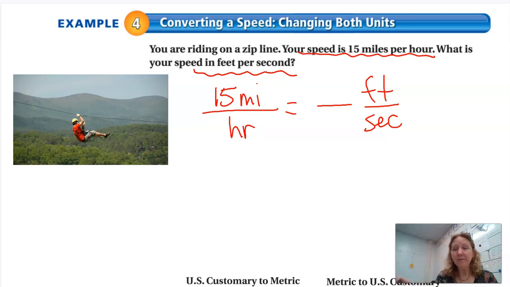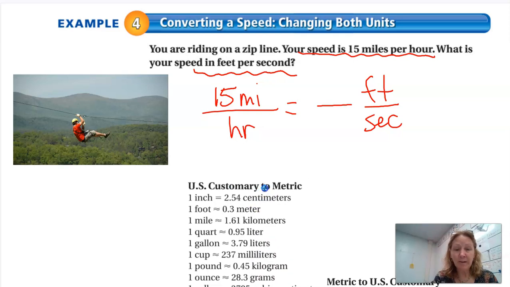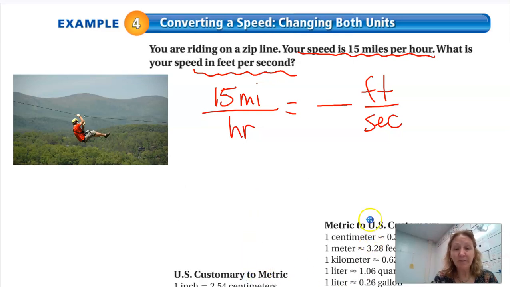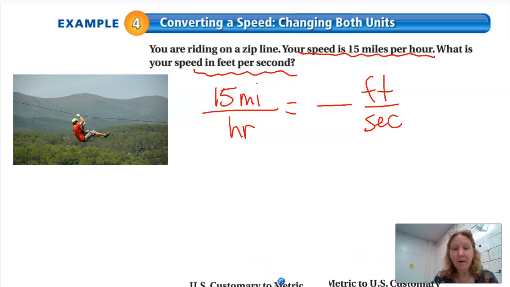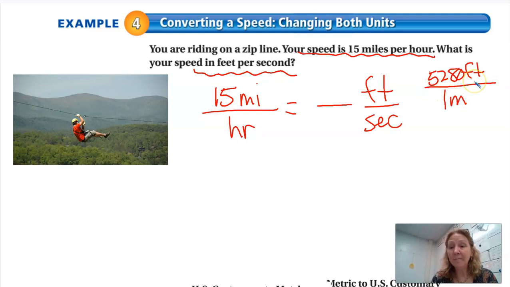Okay. So the first conversion factor that I'm going to grab, just so you know, the last one was US customary to metric, this is metric to US customary. Both miles and feet are customary. So here's what you need to know. You need to know how many feet are in a mile. And it's 5280 feet in 1 mile. Or I flip it around, right? And then I do 1 mile for 5280 feet.